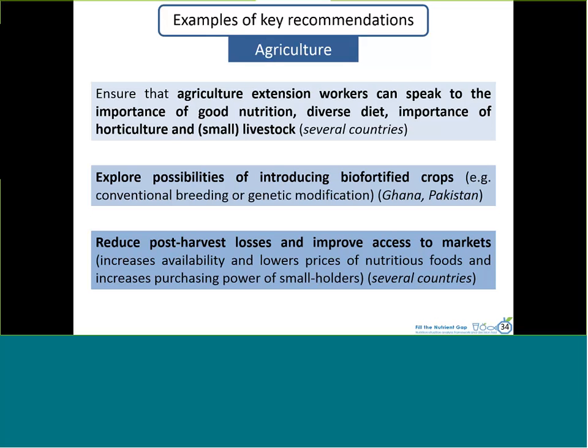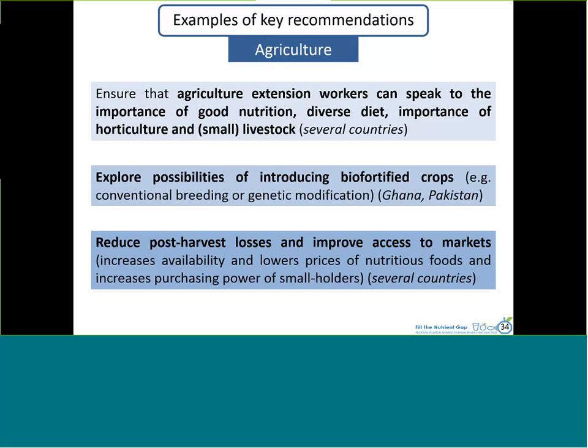Now, from those examples, you may think that most of them you may have heard before. The strength of the Fill the Nutrient Gap analysis is really that those actions that are most relevant to the specific context are identified, and that it's done by having multiple stakeholders around the same table from the different sectors, so that together they see the issues, they share the understanding, and they identify what their priorities and possibilities are. Often actions are identified for the short term, the medium term, and the long term, and some for policy and some for programs. So that is really what the Fill the Nutrient Gap analysis is about.